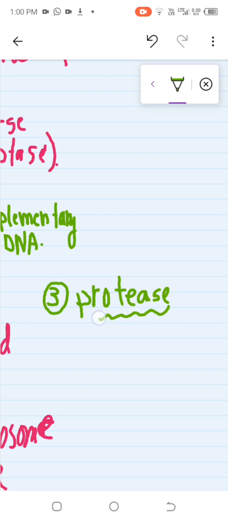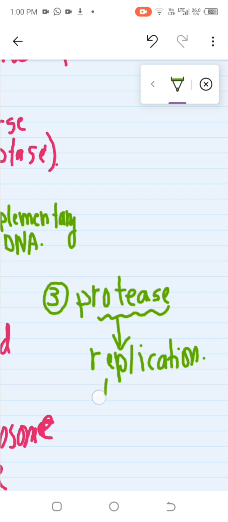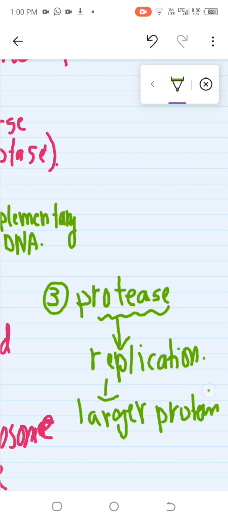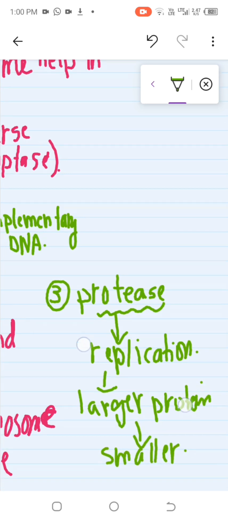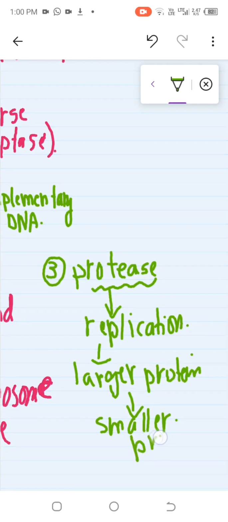The third enzyme is protease, which helps in replication. It cleaves large protein molecules into smaller protein subunits. It cuts or breaks the large protein molecules into smaller ones, and the enzyme used for this is protease. So I hope that is clear to you guys.